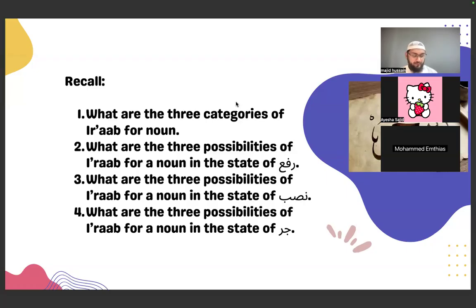Brother Muhammad, what will be the three possibilities of i'rab in the state of jar? Brother Muhammad, are you there? I don't know if he's here. Okay, so in the state of jar, it will be kasra, then ya nun, and then ya nun again.